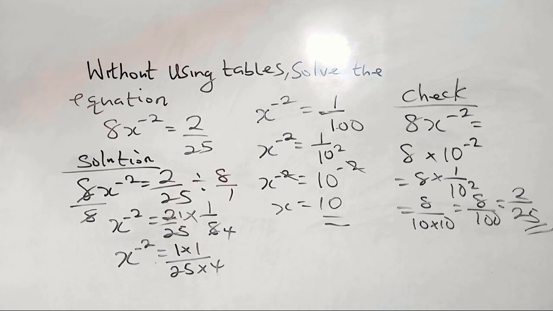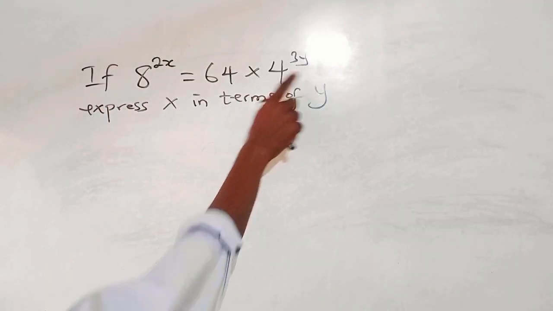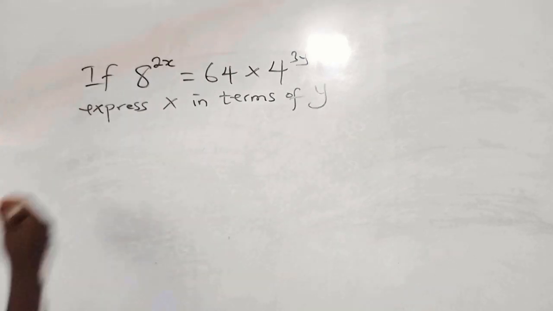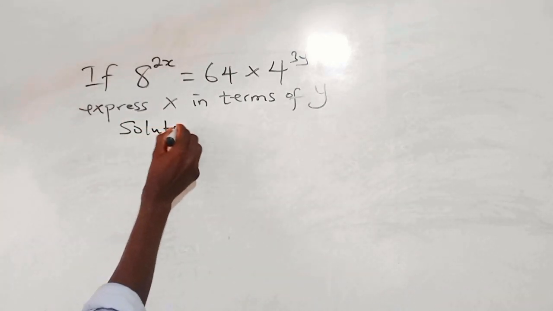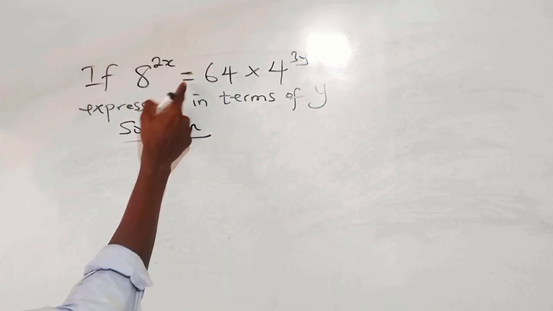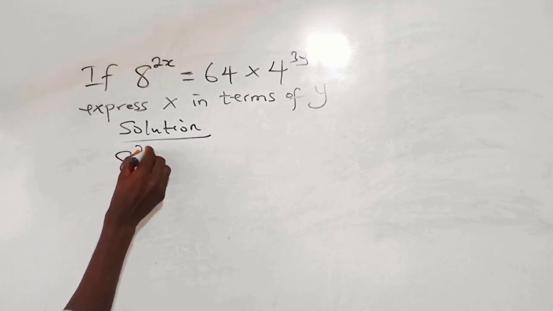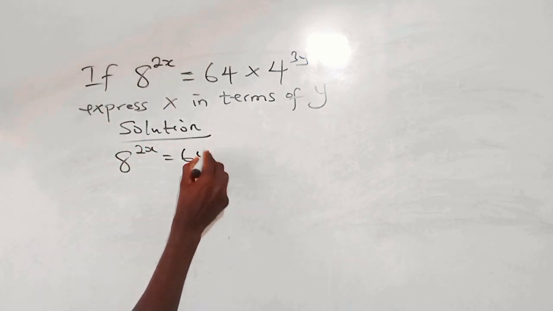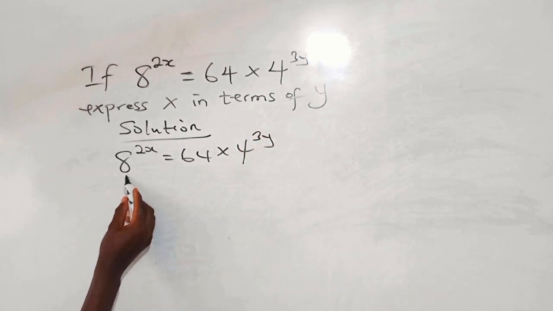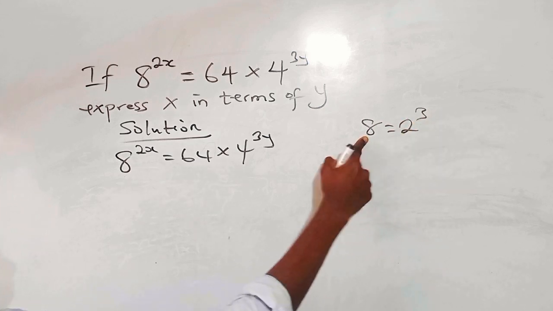Thank you very much. If 8 raised to power 2x equals 64 times 4 raised to power 3y, express x in terms of y. The solution. So this is an equation involving indices, it's the equal sign. So we have here 8 raised to power 2x equals 64 times 4 raised to power 3y. I can put 8 in index form. So 8 is 2 raised to power 3, which is 8.